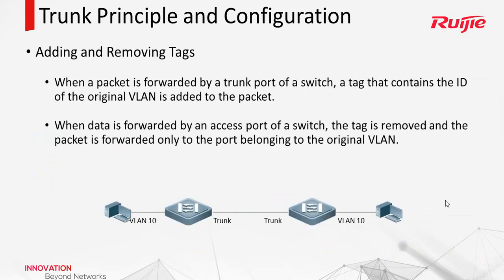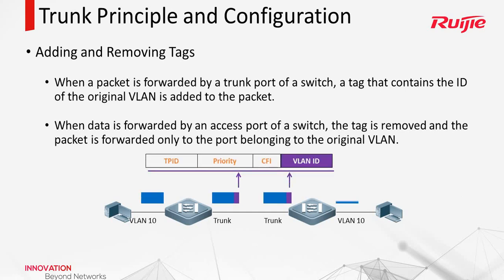Now, let us see an animation of adding and removing the tag. The PC sends the frame to the switch. This is the standard frame. Then, the switch checks the interface and adds the VLAN tag. Then it is sent to the trunk link, and at last, the tag is removed. We watch it again.